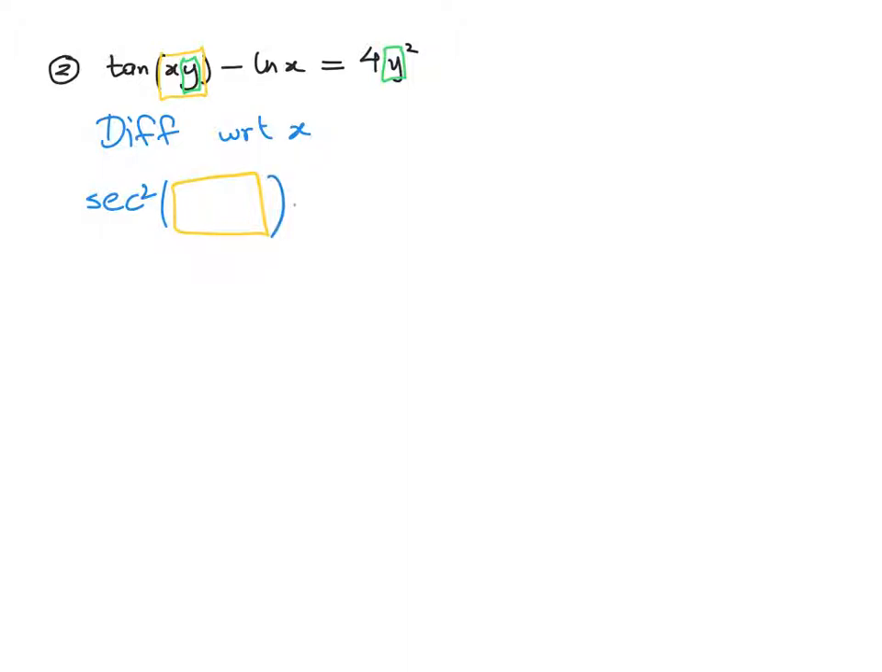Now I need to multiply by the derivative of the yellow box. Well, the yellow box is x times y. That's a product. So the derivative of x times y becomes 1 times y left alone plus, and then the derivative of y, well, that's a chain rule, box, so dy/dx, and then times the x left alone. And then the derivative of minus natural log of x is minus 1 over x. And then the derivative of 4 box squared becomes 8 box to the first, and then the derivative of the box becomes dy/dx, so times dy/dx.